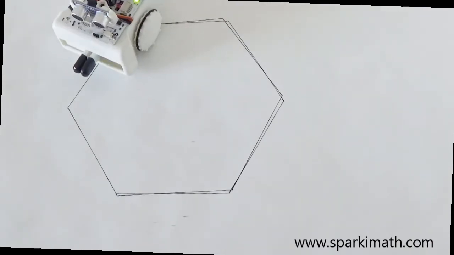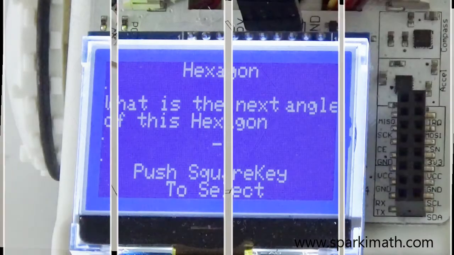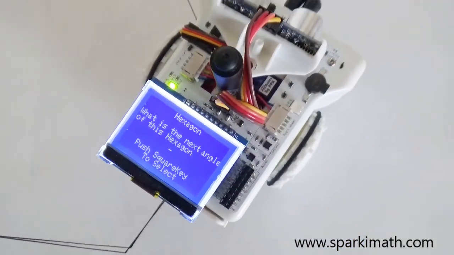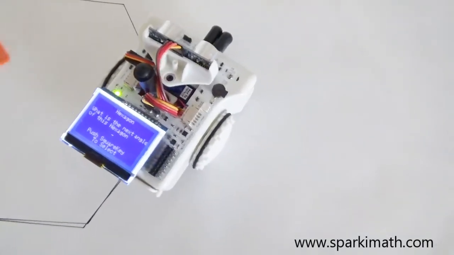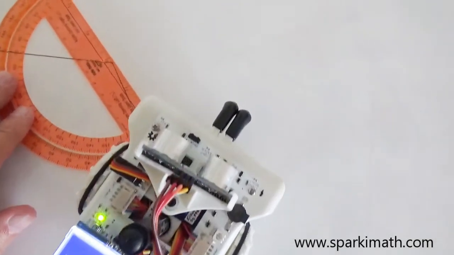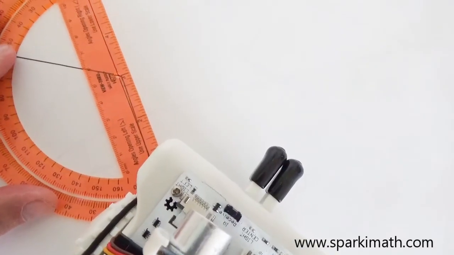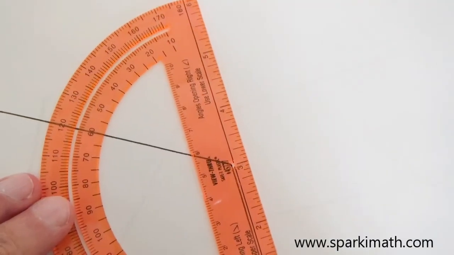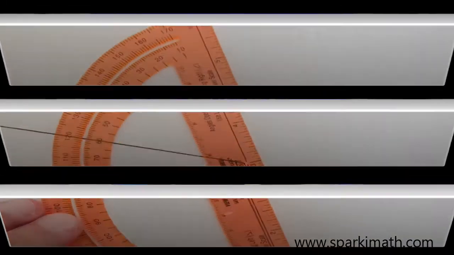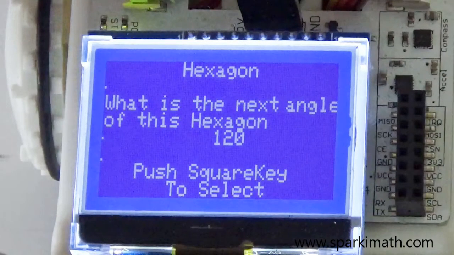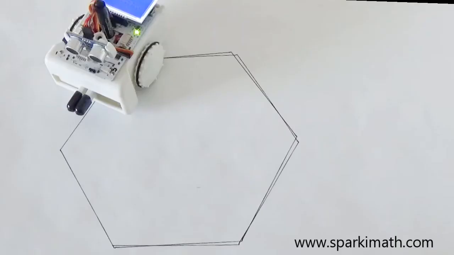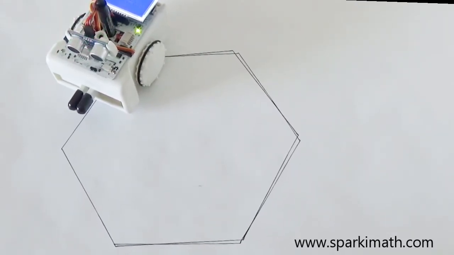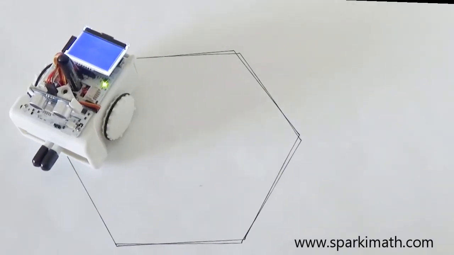All right, now let's see what Sparki wants to ask us this time. What is the next angle of this hexagon? Well, you can stop here, and again we can take our protractor, and we're talking about the outside angle. So let's line our protractor up against the side here and figure out what it is. Now let's look at the answer, and I think it's 120 degrees. So we'll key in 120 and push the square key. And yep, Sparki likes that. Okay, that's the right answer. So it's 120 degrees on each side of the hexagon.